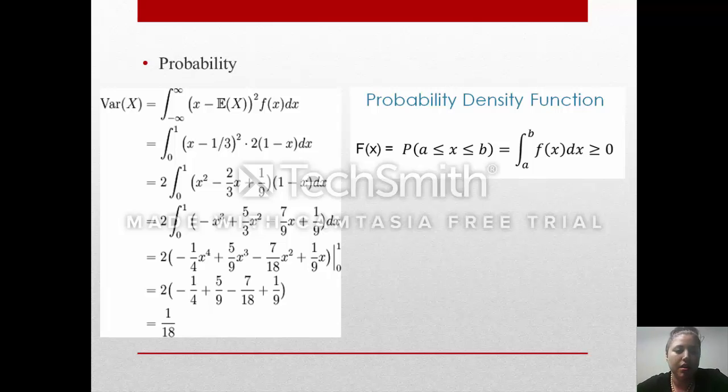One of the last applications would be probability or in stats. So we use integrals to find the variance. We use integrals to find probability. So finding the variance of x, we'll get the integral from negative infinity to positive infinity of (x minus the expected value of x) squared times f of x dx. An example of the probability density function is f of x equals the probability of a less than or equal to X less than or equal to b, which equals the integral of a to b of f of x dx. But that has to be greater than or equal to 0.